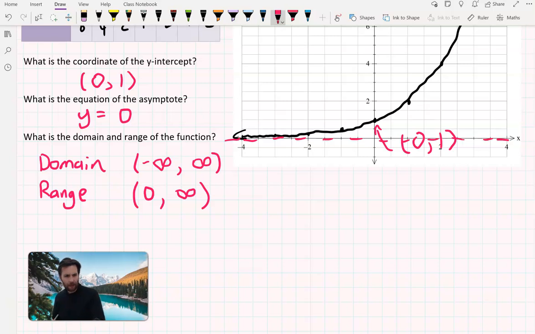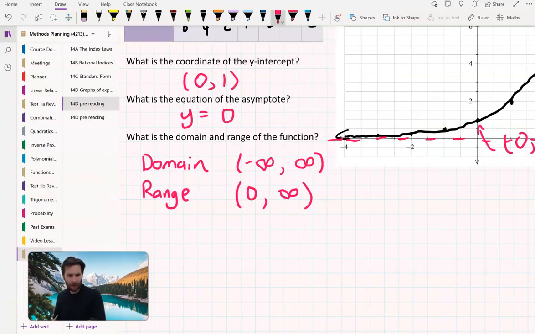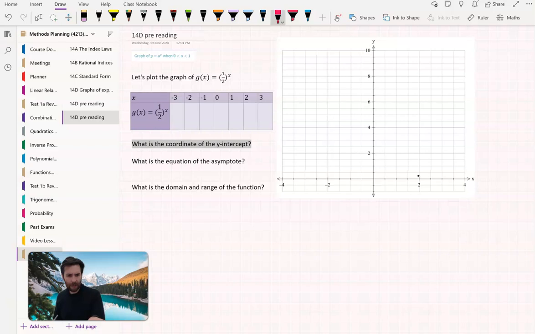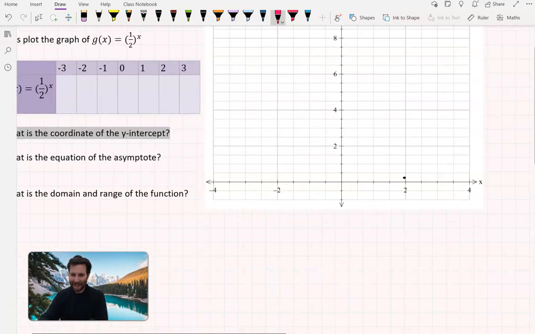Okay. There's a bit of a cold breeze blowing across the mountain at the moment. Let's warm things up with a second example.